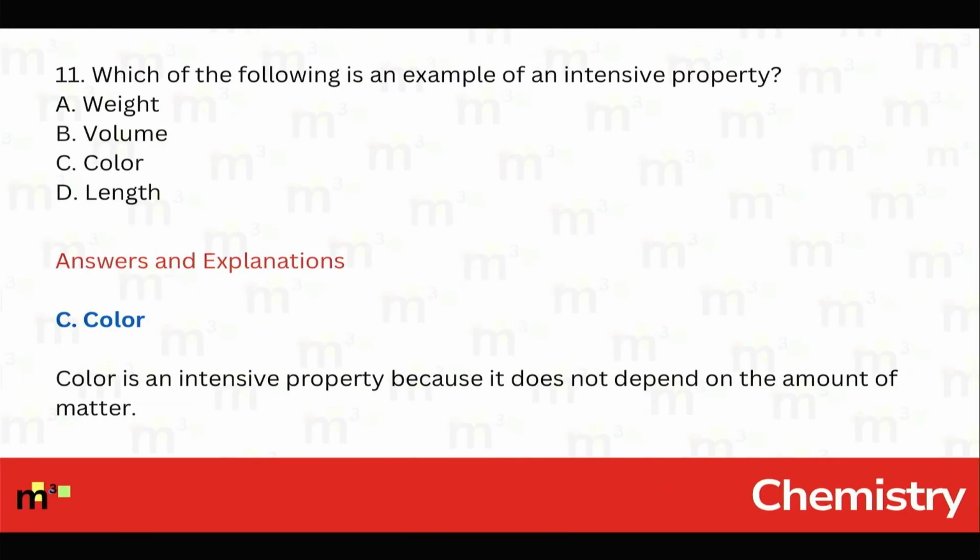Color is an intensive property, meaning it does not depend on the sample size. Intensive properties such as density, boiling point, and luster remain constant regardless of the amount of material. For example, gold is always yellowish in color, whether in a small ring or a large nugget.